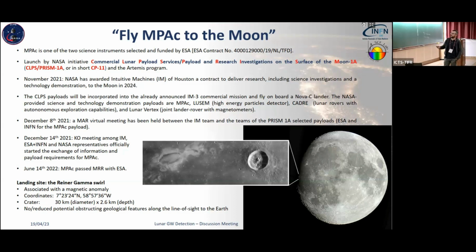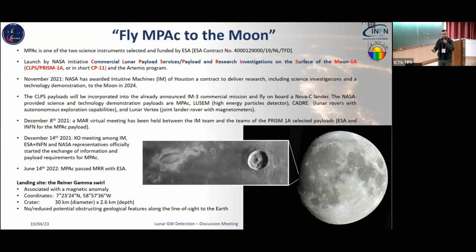Be aware that besides MPAC, you have also other payloads like LUCEN, that is essentially an energy particle detector, CADRE, which are autonomous rovers with autonomous exploration capabilities, and Lunar Vertex, which essentially will measure the magnetic field of the landing site on the moon. So these are the milestones we passed. And this will be actually the landing site, right near Gamma squared. So it's a magnetic anomaly. That's why there is a magnetometer on board on this Lunar Vertex payload.